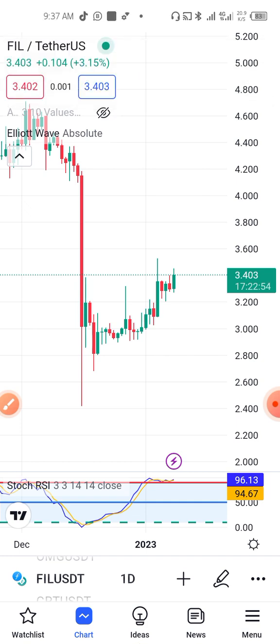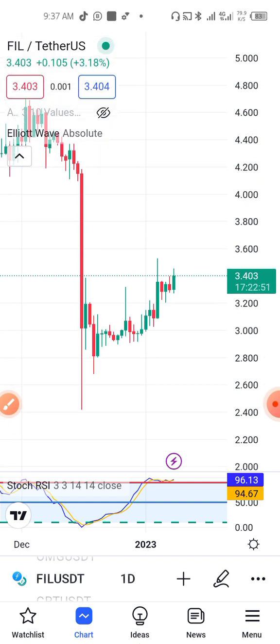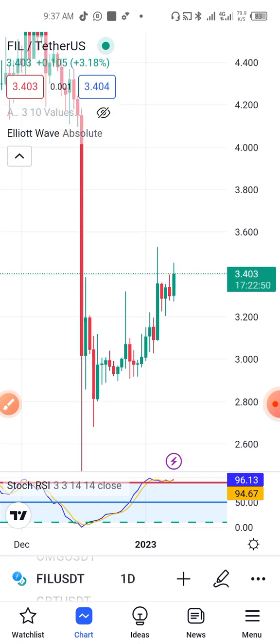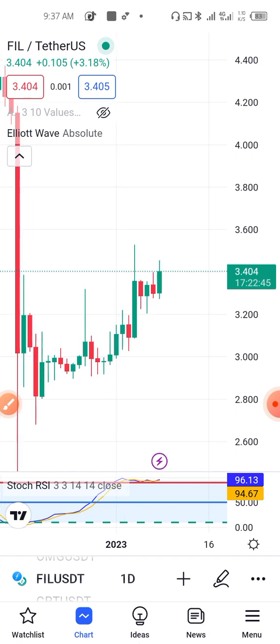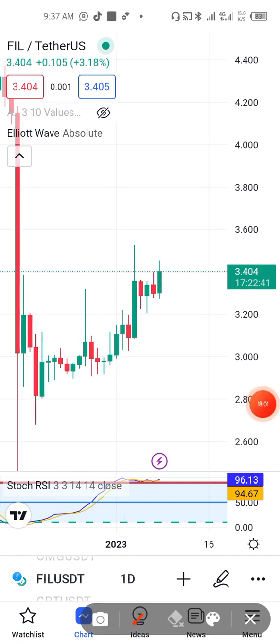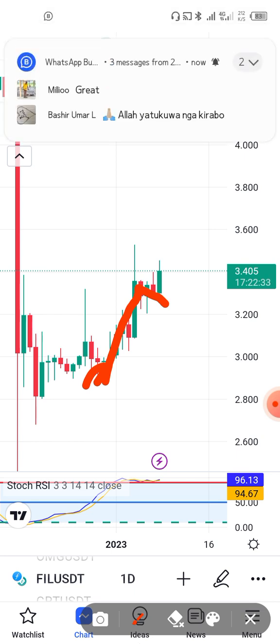Okay, when I open this graph, I want to open it clearly and identify it very well. This is how the graph is going. We have from low up to this high, then from here it retraced, and then it is trying to go back. So this is the body of this candle here.